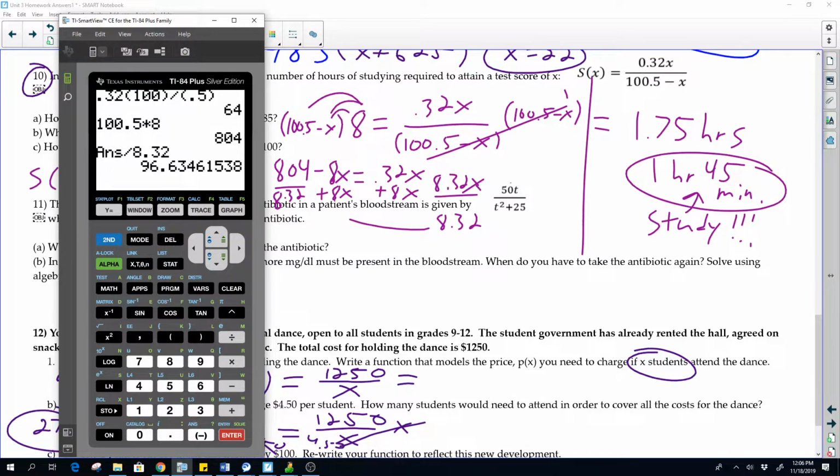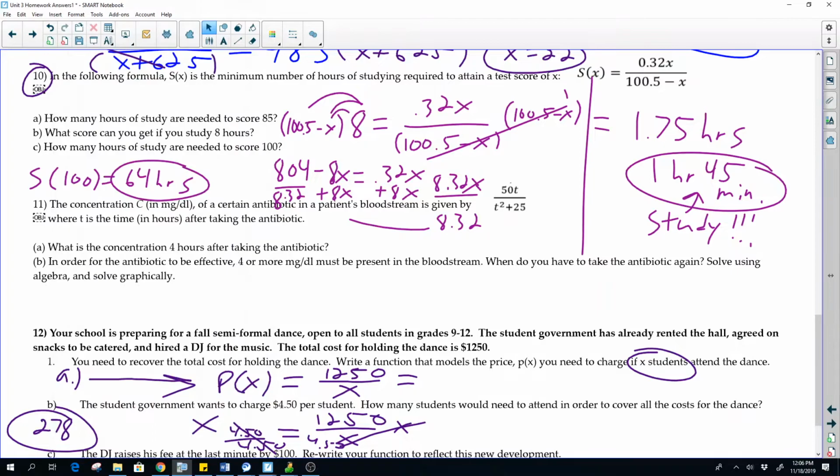So maybe that's worth it to you. Study for 8 hours. So that'll give us 97%, or 96.6, is what 8 hours will give you. 96.6%.